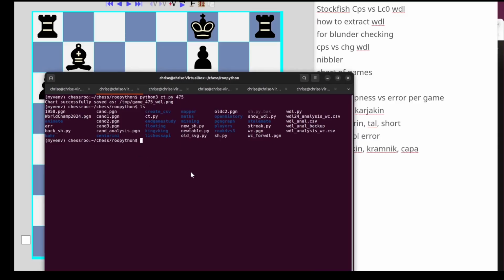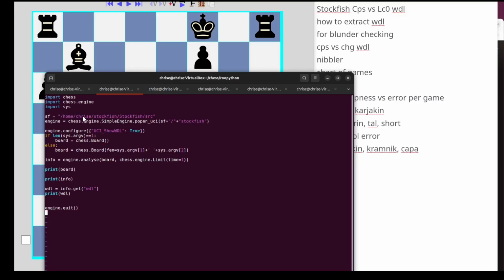First thing I'll do is look at how we extract the WDL. I've got a very simple bit of code here, just a snippet. Unfortunately, I'm doing this on a VirtualBox, which doesn't have pass-through of the GPU, so you actually need to use Leela for this, but Stockfish does give you a WDL.